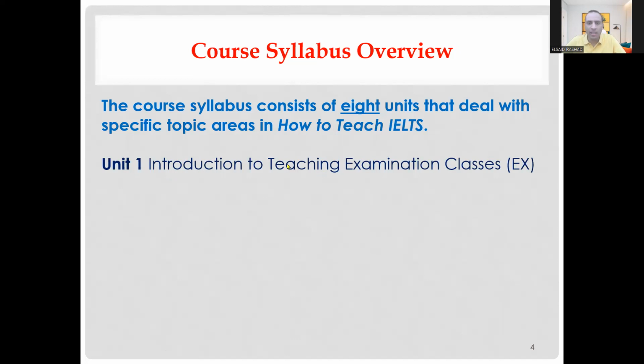And luckily, that was my specialism in Delta Module 3. I wrote an assignment of 4,500 words about teaching IELTS writing to help candidates get 7 and above. General training, of course, not academic. So that will be our first unit.